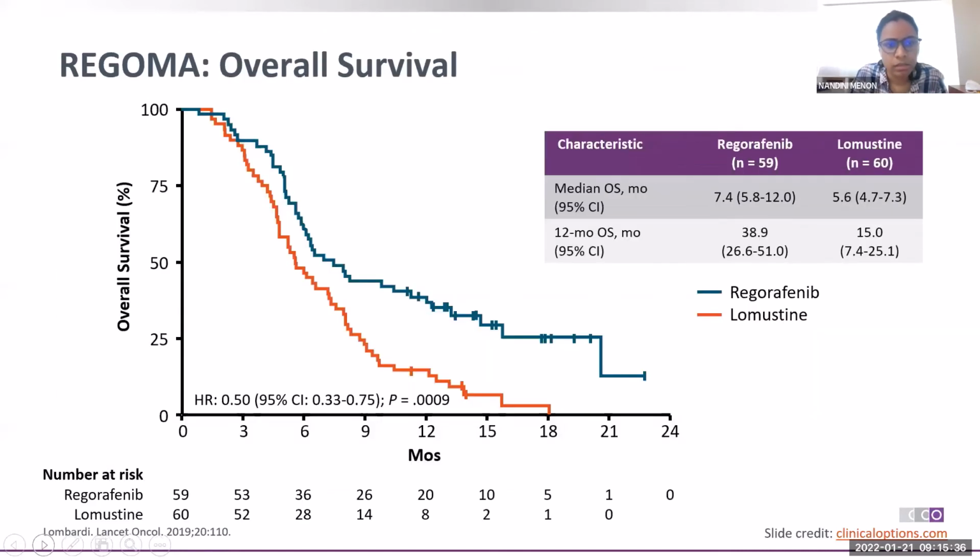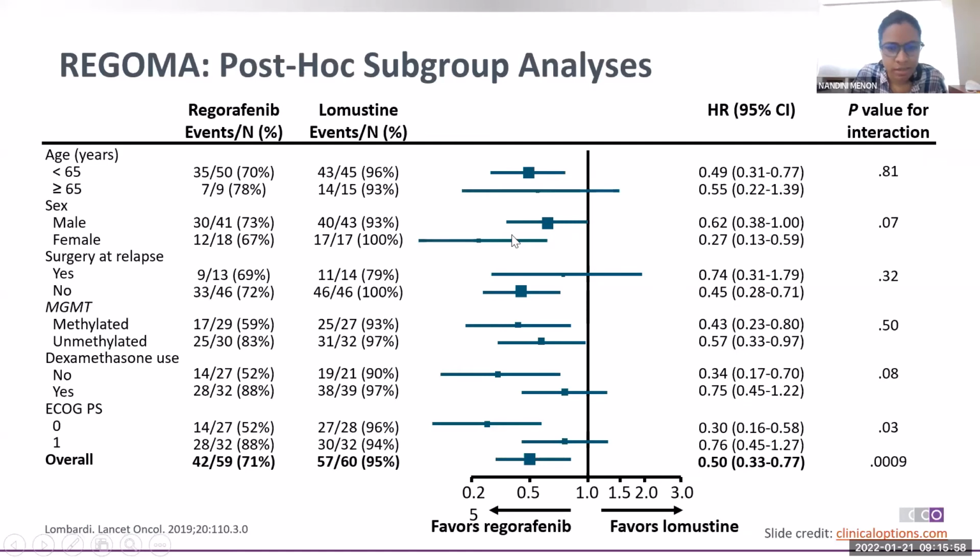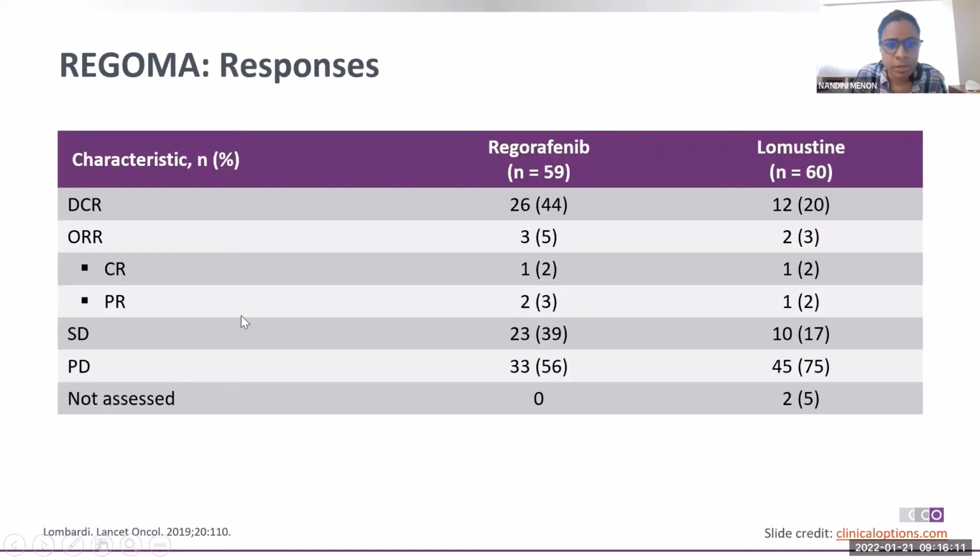And this was the outcome. This was the median overall survival with regorafenib. It was 7.4, and this was 5.6 with the CCNU arm. And the 12-month was 38% versus 5%. So it was more than double of the CCNU arm. And this is the progression-free survival chart. So they did a post-hoc subgroup analysis. It seemed that most groups may develop a benefit, MGMT methylated, unmethylated, as well as whether the patients underwent surgery or not. These are the response rates.